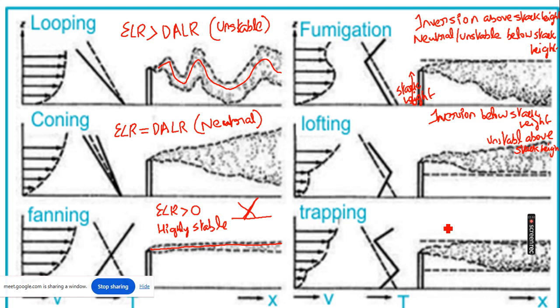In this case, the motion of the plume towards the ground is highly restricted. So the plume will get dispersed in the upward direction. So this is a very safer condition for us because the dispersion towards the ground is very less, or it is highly restricted. So this is lofting.